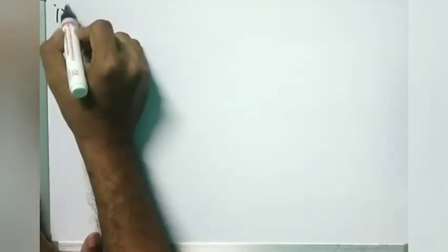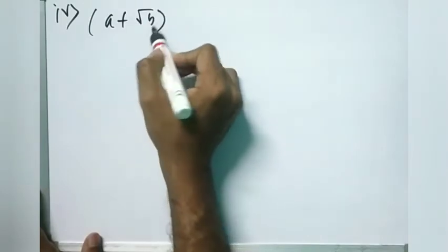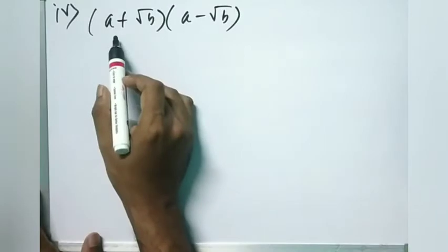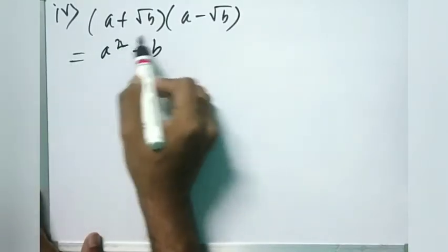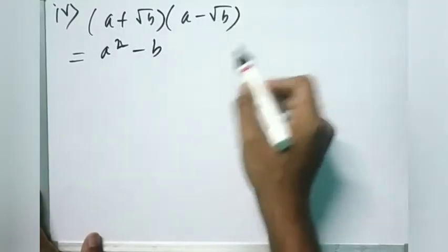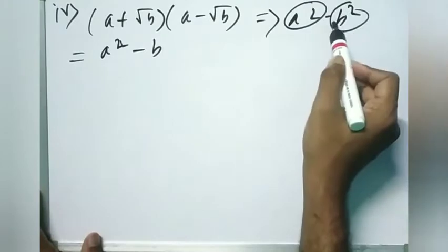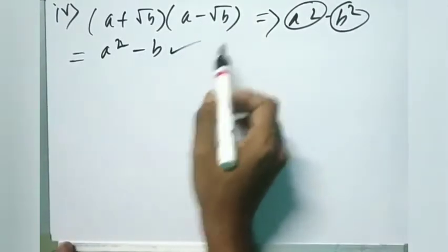Now the fourth one is a plus root b into a minus root b. So how? We can write a square minus b. Same, a plus b into a minus b, so it will be a square minus b square. So we have applied this formula and we will get a square minus b.